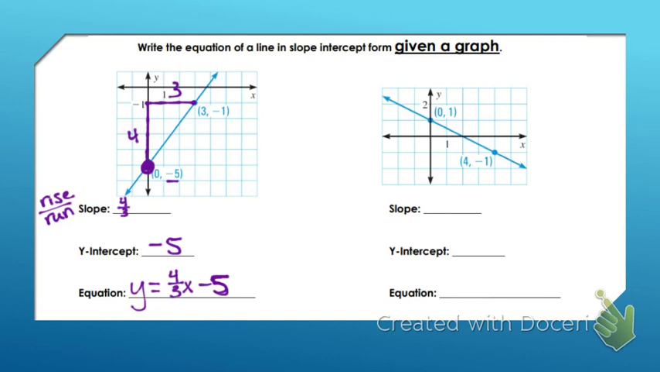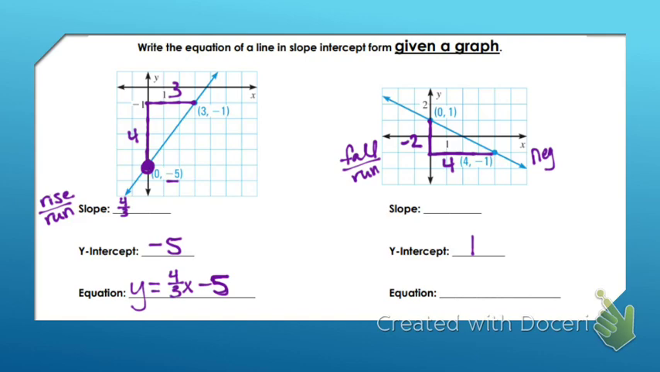Okay, let's try our next one. If you notice, this line is going down, so we need to have a negative slope. Our slope needs to be a negative number, because now we're not rising, now we're falling. So remember, a fall is a negative number. From this point, our y-intercept is at 1. So we know our y-intercept is 1. Then we're going down 1, 2, so it's a -2, and over 1, 2, 3, 4.